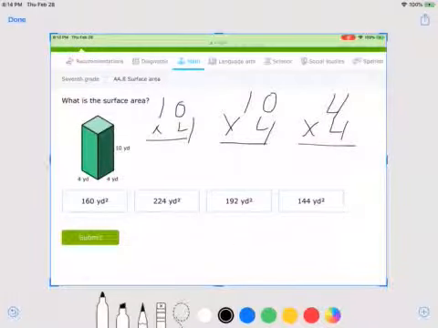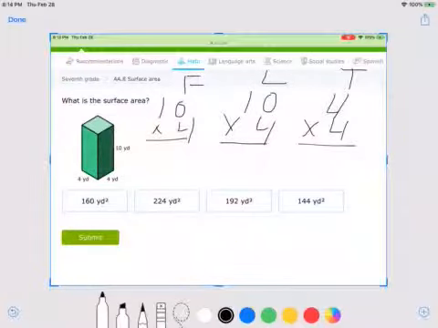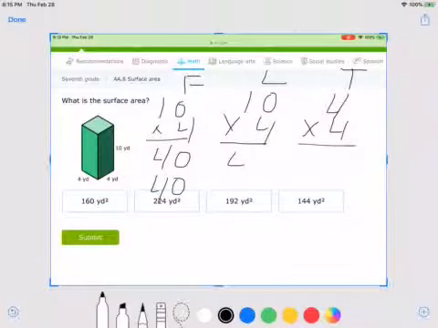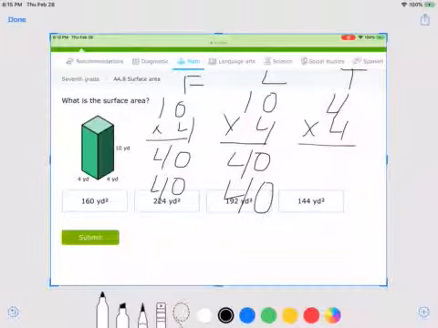So basically, this one right here is going to be my front face. This right here is going to be my face that's kind of on the left. And this is going to be the one that's on the top. So what happens is I have the front and the back, the left and the right, and the top and the bottom. So my front is 40, and my bottom is 40, my left is 40 and the right is 40 because they're both the same. The top is 16 and the bottom is 16.